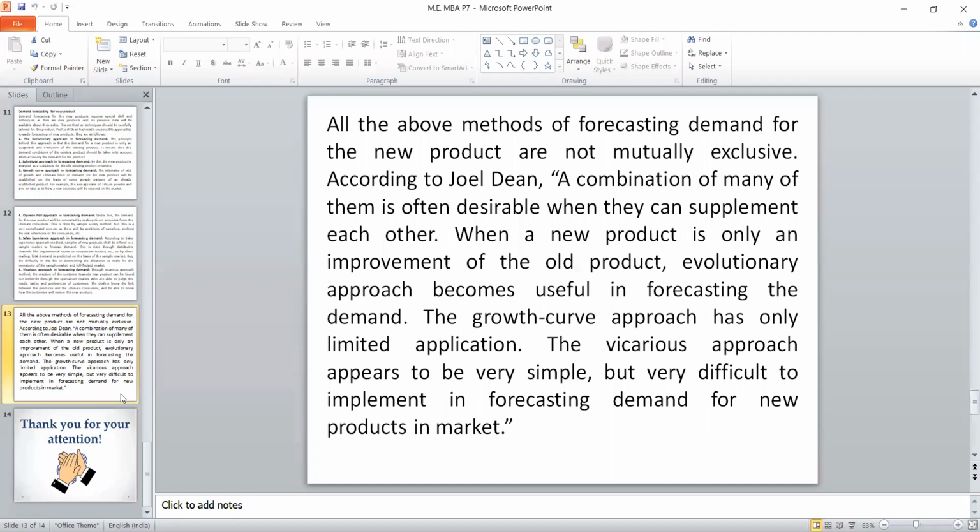Then the vigorous approach appears very simple, but it is very difficult to implement for forecasting a new product. Why? Because we don't have any confined idea of which method is available for me, or what people are saying, they will simply make one trial and error method. That is called the vigorous method.